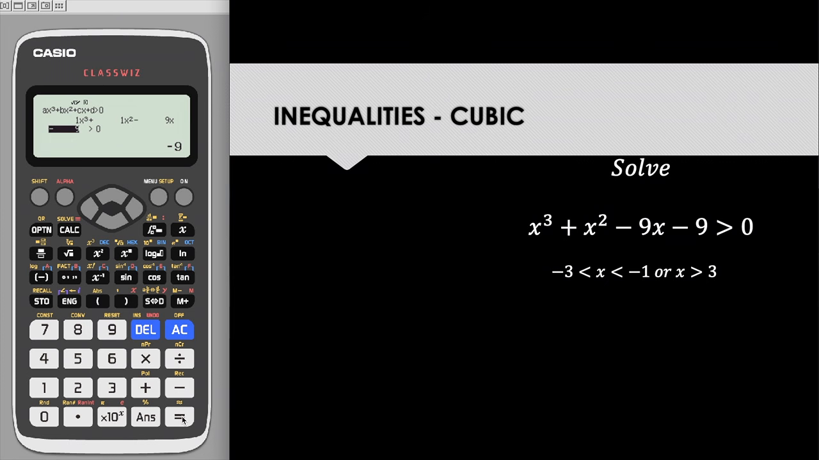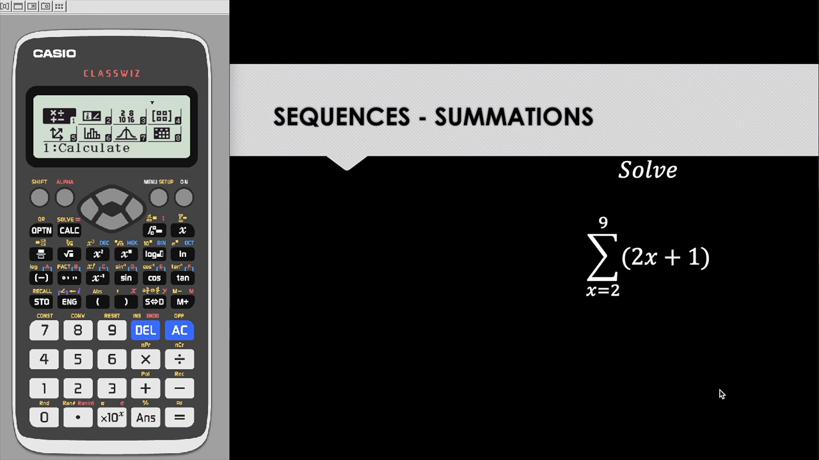If I select equals again, those are the values I get on my calculator, because I've got minus 3 is less than x, which is less than minus 1, and 3 is less than x, which is the same as saying x is greater than 3. So that's correct. Right, the next type of question you could come across is a summation.